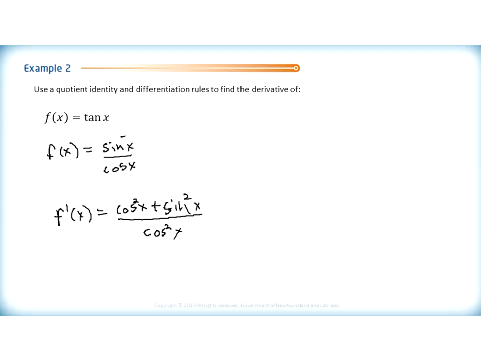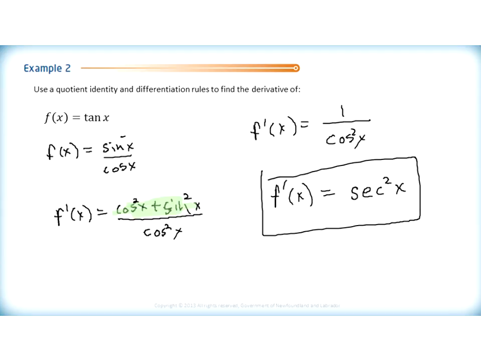And if you've got your identity hat on, you notice right away that this stuff up here, cosine squared plus sine squared, is the first Pythagorean identity. So that tells me that f prime of x should be equal to 1 divided by the square of the cosine function. If I want to write that as not being a fraction, I think of 1 over cosine as being just secant. So f prime of x is equal to secant squared x, and then we have our derivative for the tan function.